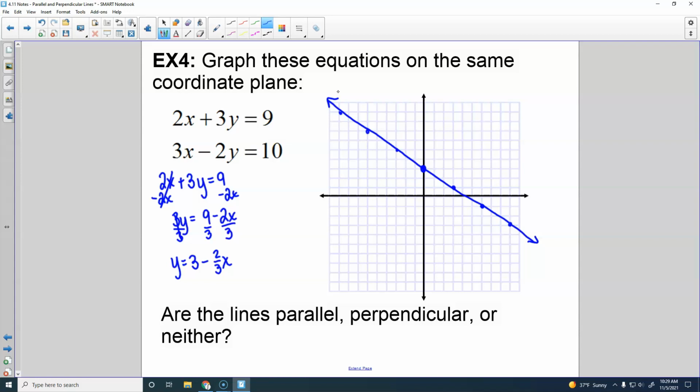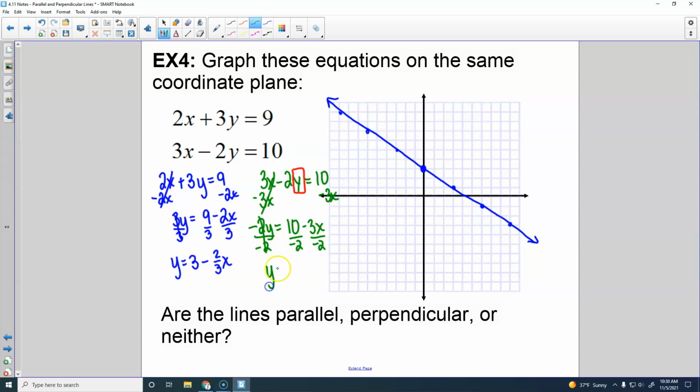Okay, questions so far? All right, Allison, help me with the second one. I've got 3x minus 2y equals 10. We're not going to add the 2 because the y is what we want to be by itself, so we don't want to move the y. Yeah, we'll have to subtract that 3x. So we'll get -2y equals 10 minus 3x. Divide by that -2.